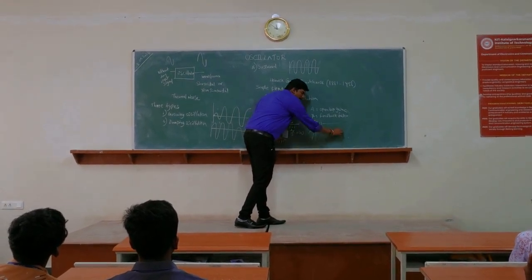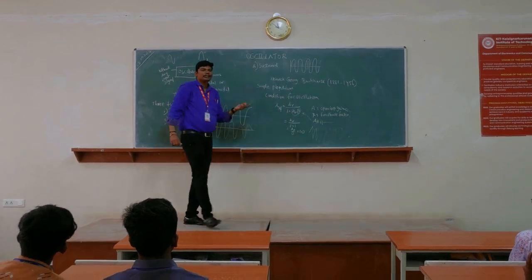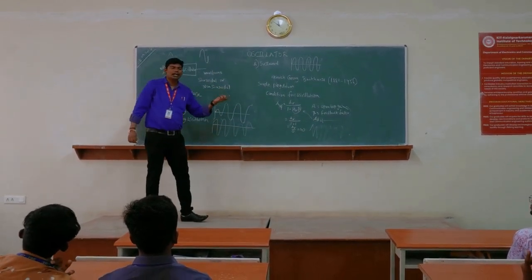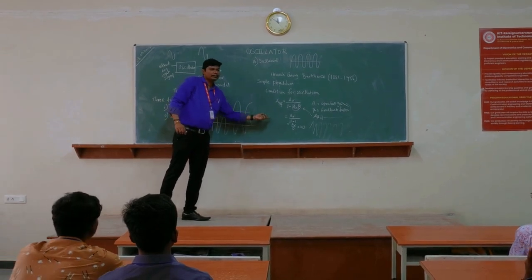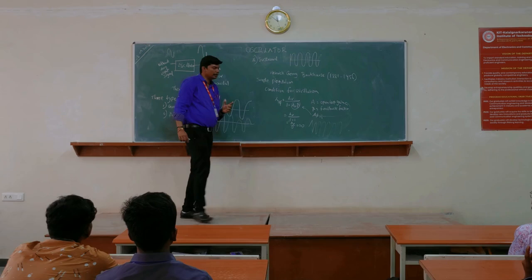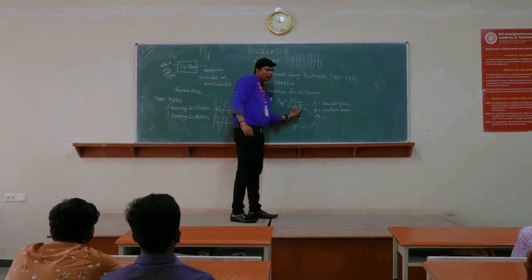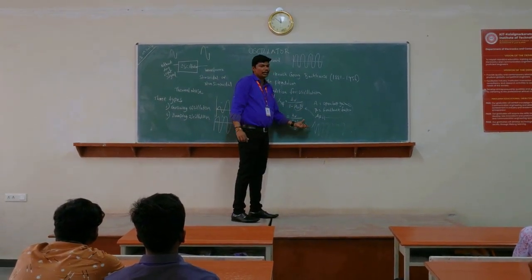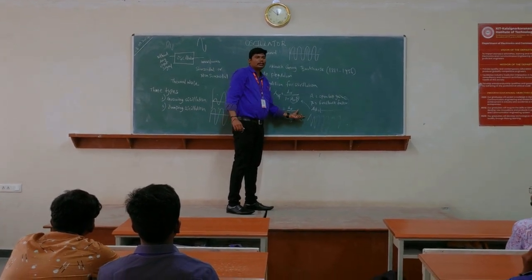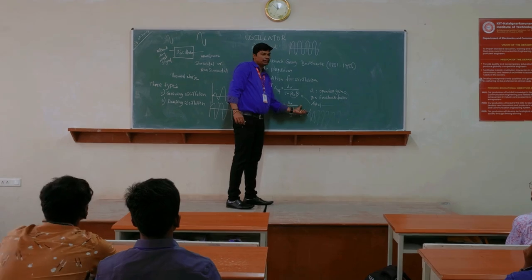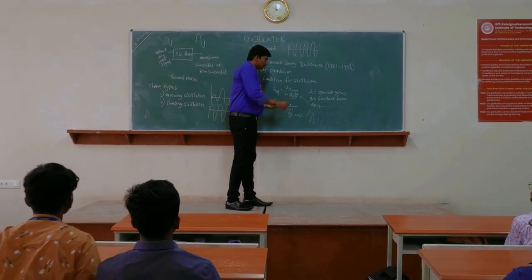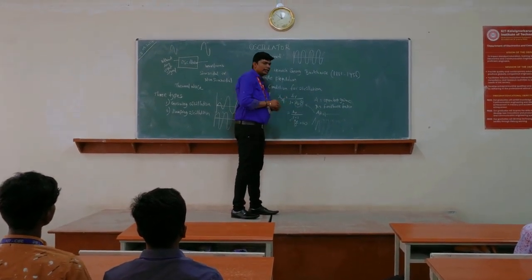Whether we have to go for increasing or decreasing. So this is said to be a sustained oscillation. For the sustained oscillation to be maintained, what do we have to do? We have to produce a waveform. What will be the condition? The total phase shift of the feedback amplifier.